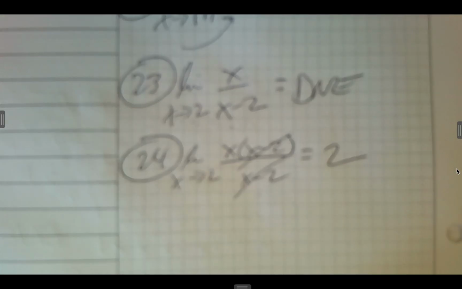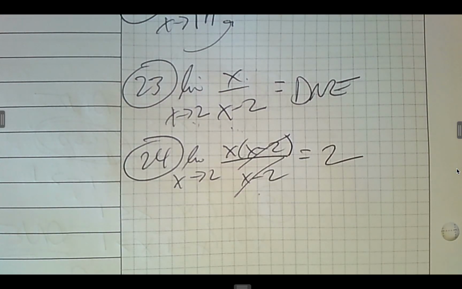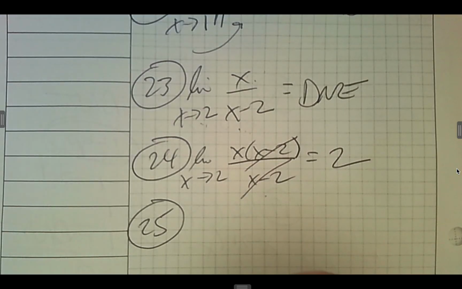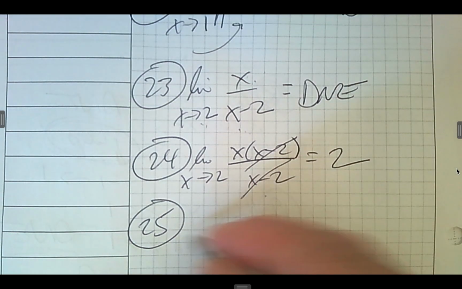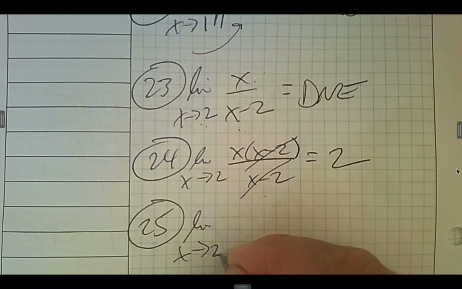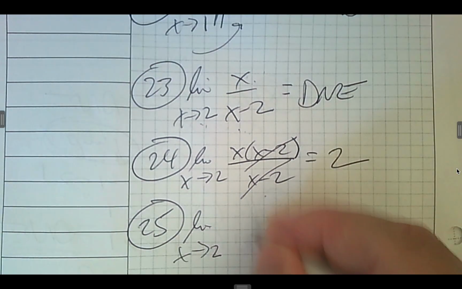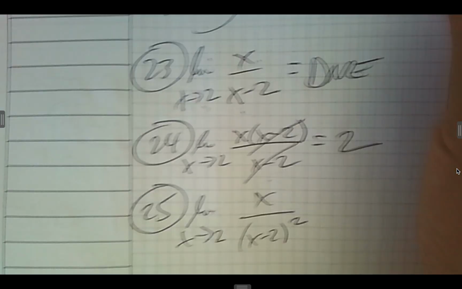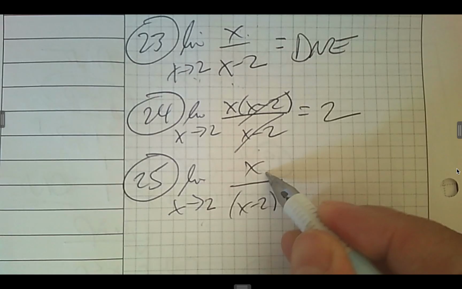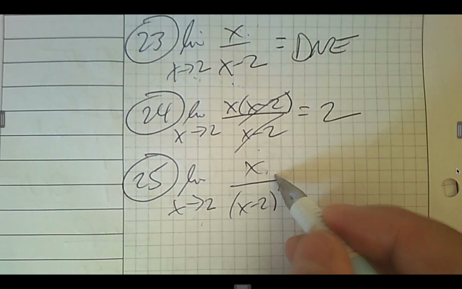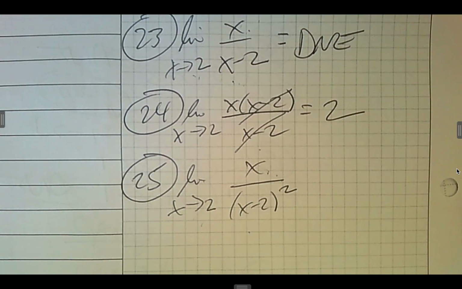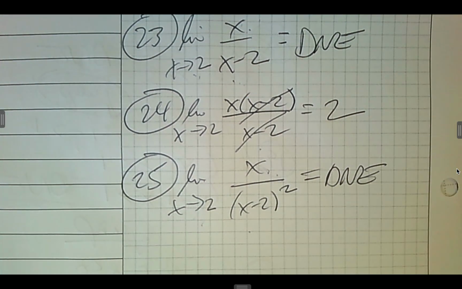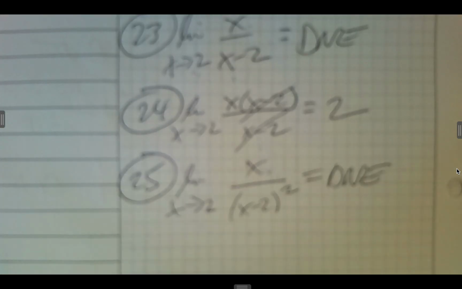Try 25. Like, press pause. Just try it. Now press play. So the limit as x approaches 2 of x over x minus 2 squared. Now, step 1 is plug in. So if you substitute in, you get 2 over 0. That is undefined. It's an asymptote. You can always write down the answer is does not exist. But there's another answer it could be.